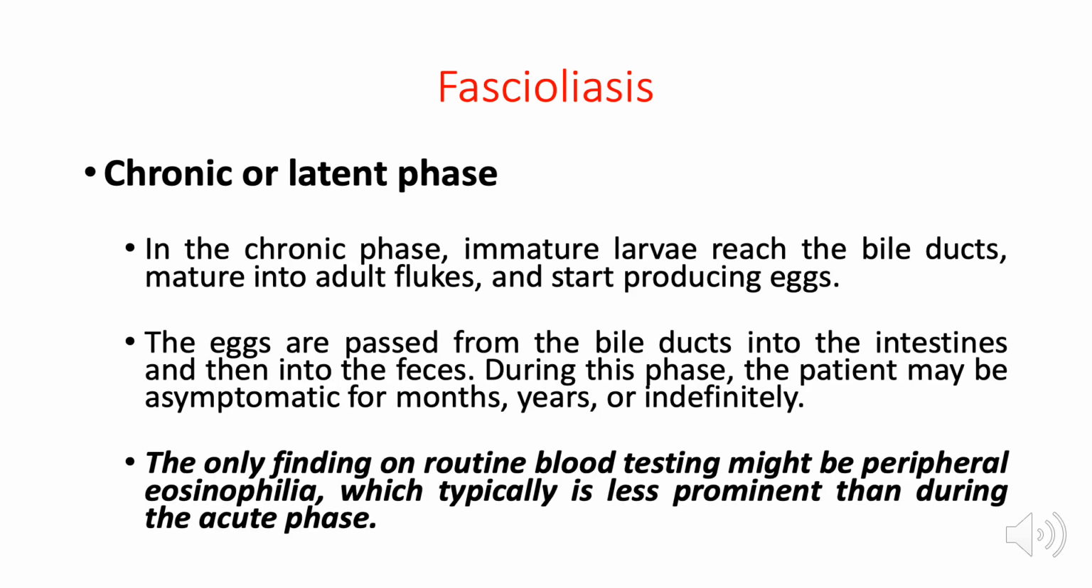In the chronic phase, the immature larva will be able to reach the bile duct and mature there as adults. The adults will mate and the female will lay eggs, and the eggs will be released into the bile, then into the duodenum, only to be excreted in the feces. Most of the time, especially in light infections, patients do not exhibit any sign or symptom. And the only lab result that will be positive during the chronic or latent phase is the CBC. And the CBC will reveal eosinophilia. CBC or blood smear examination.